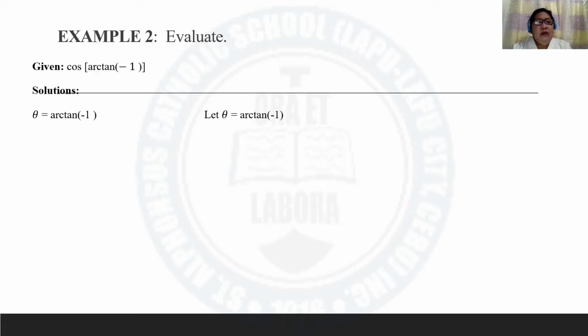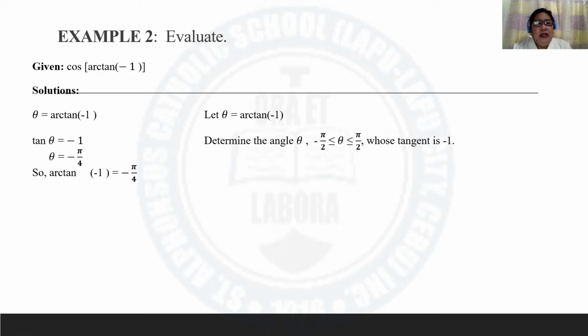Next, given cosine of arc tan negative 1. For the solution, you have to let theta be equal to arc tan negative 1. So you have to determine the angle, and the angle, according to the property, is between or equal to negative pi over 2 and positive pi over 2, whose tangent is negative 1. So theta is equal to negative pi over 4. So arc tan of negative 1 is equal to negative pi over 4.